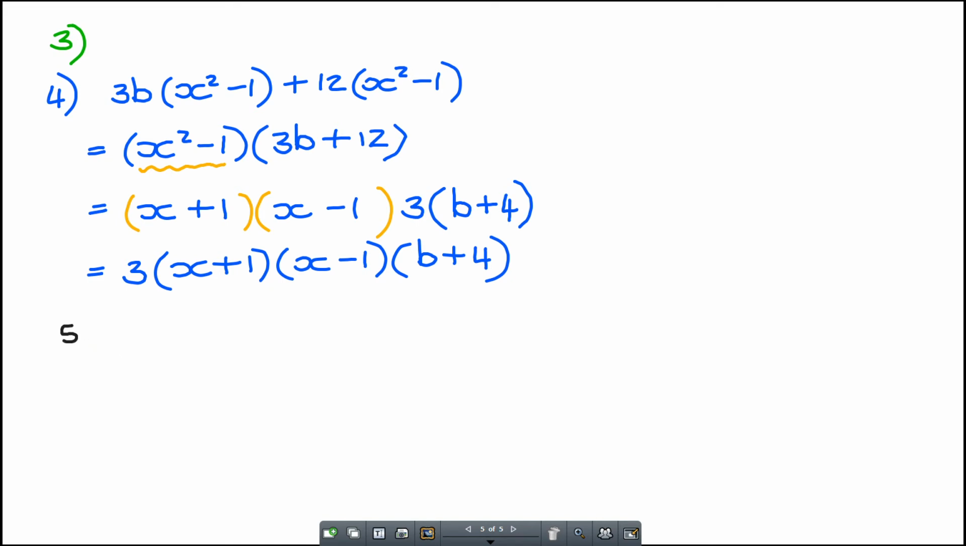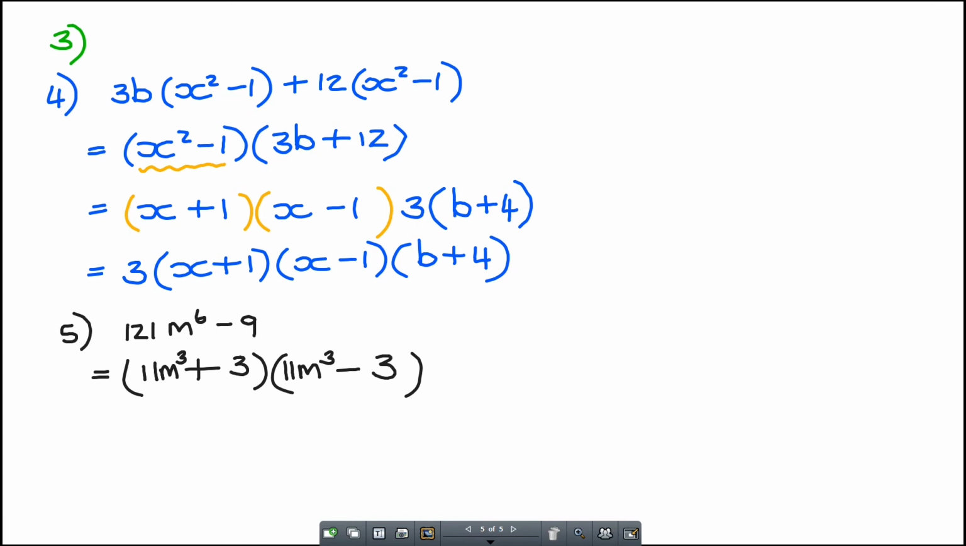Right, number 5. Okay, so over here, there wasn't a common factor, so obviously, we're going to do difference in 2 squares. So 2 brackets, one with a plus, one with a minus. Square root of 121m to the power of 6 will be 11m to the power of 3. Square root of 9 will be 3. Right, now I couldn't go any further than that, so that is where we stop. You guys good?